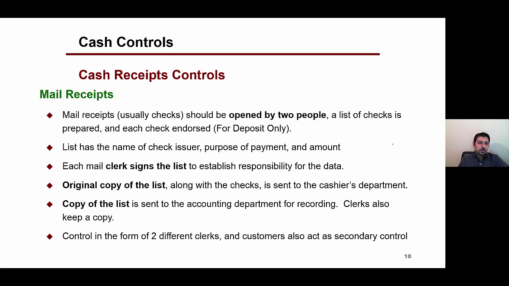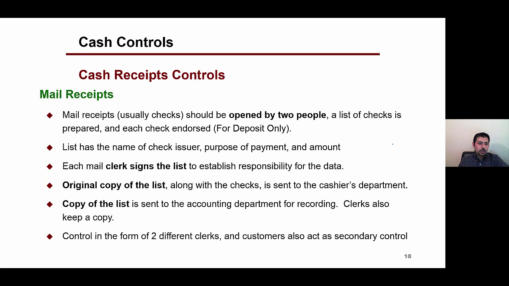This list is signed by both clerks in order to make sure that it can be traced back to them in case of any error, and then the original copy will be sent along with the endorsed checks to the cashier, and another copy of the list is sent to the accounting department for recording. Now the clerks would also keep a copy for themselves.